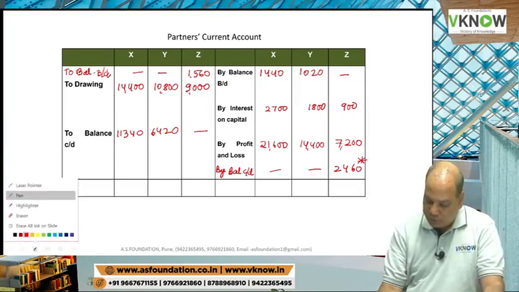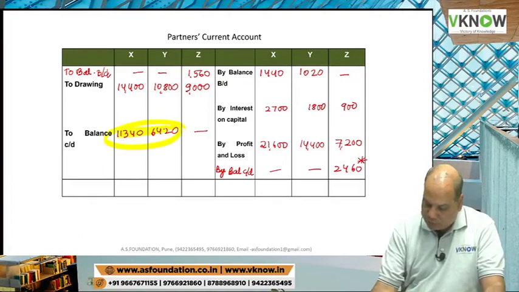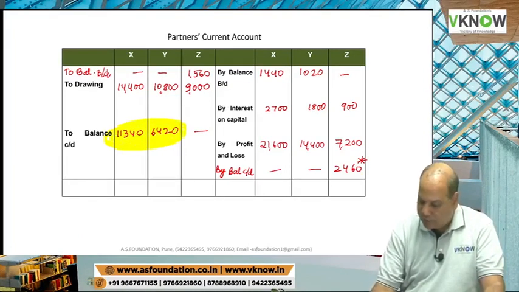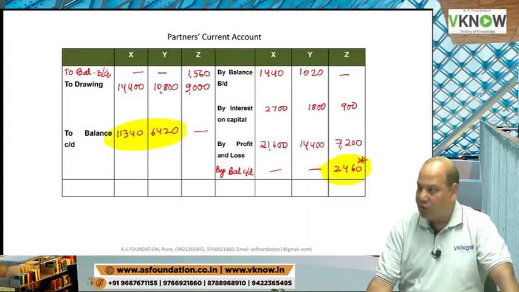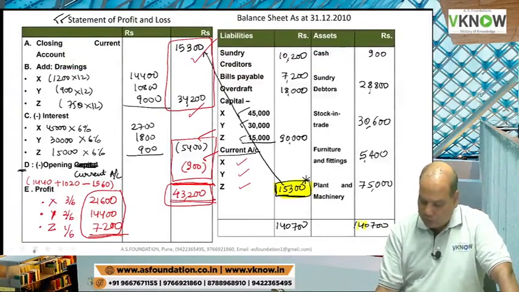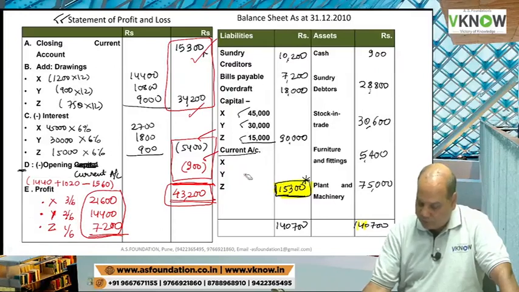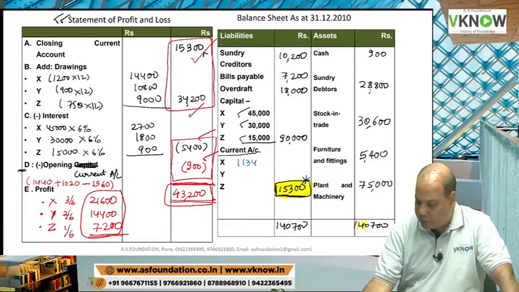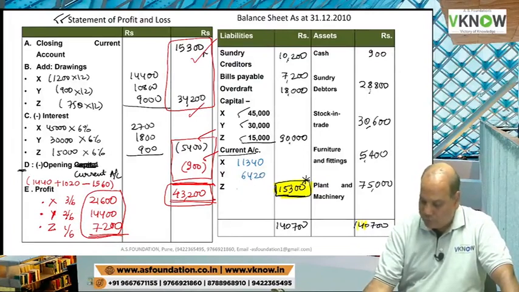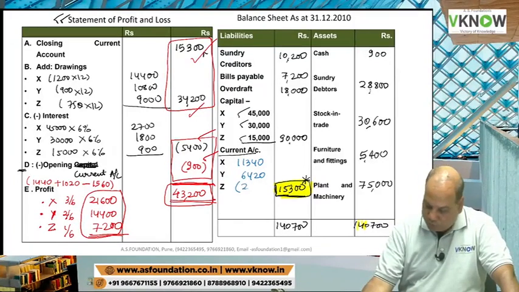So now the last part of this answer: these two figures and this figure, I will shift to the balance sheet inner column. Please come to this balance sheet one more time. Liability side, current account. X is 11,340. Correct. Y is 6,420. Z in bracket 2,460.